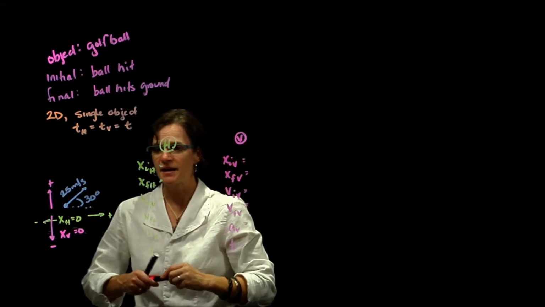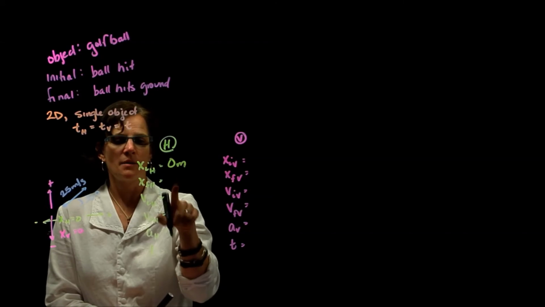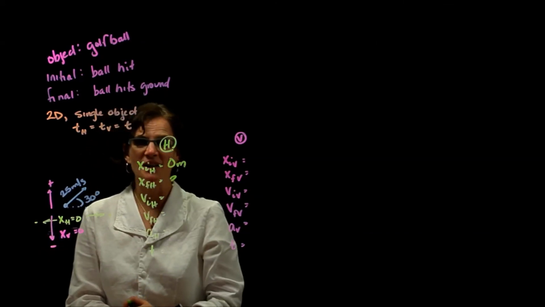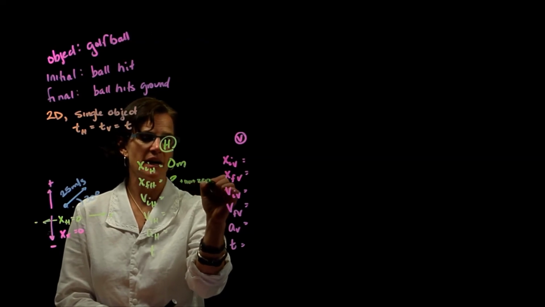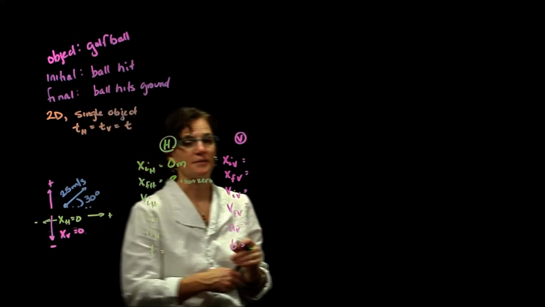So what is my initial horizontal position? Well, my ball starts at 0. My final horizontal position, I don't know. It's not given in the problem. I do expect it to be a positive non-zero, though, if that is what I end up solving for to answer the question, because the object's moving to the right as I've drawn it.